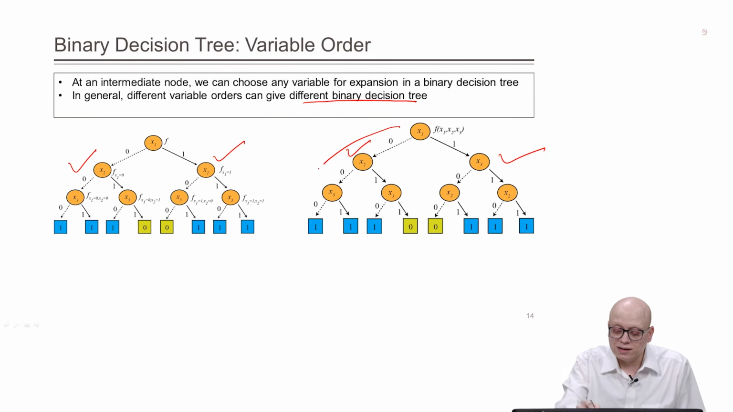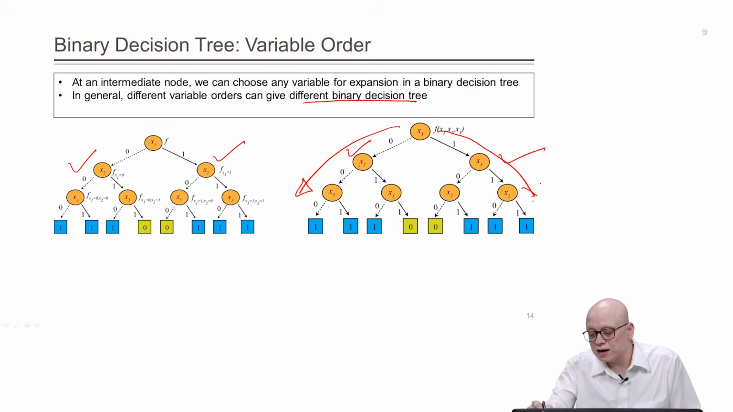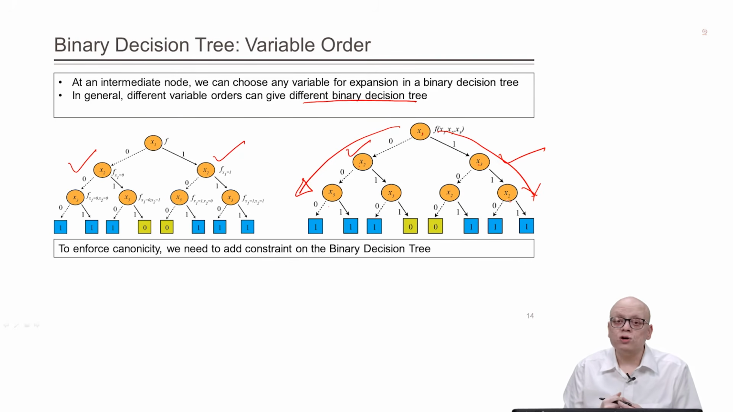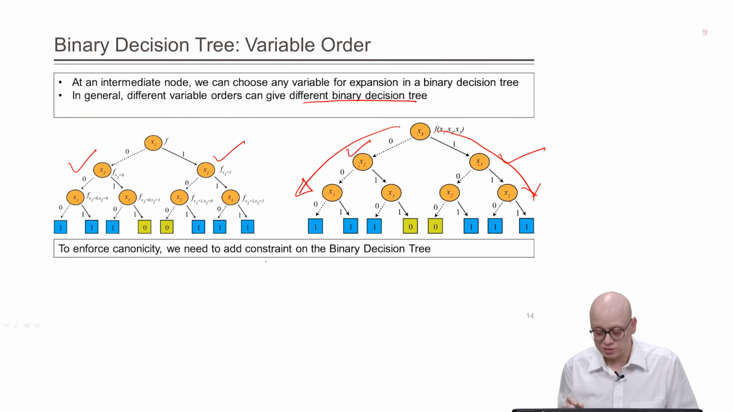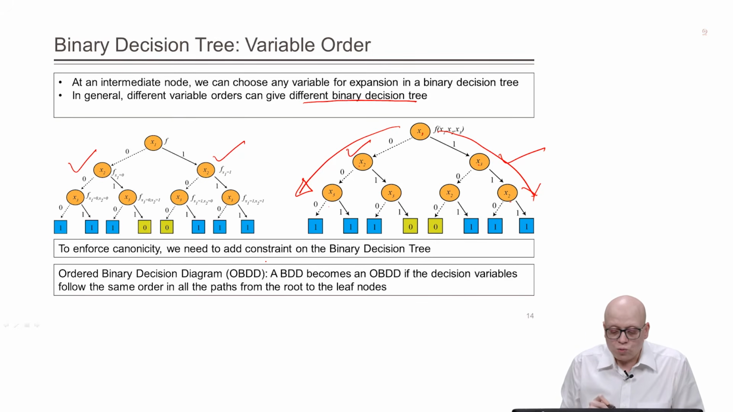So, in this path, the variables chosen are x1, x2, x3 in that order, and in this branch we have x1, x3, then x2 and so on. So, the variable order is not fixed. Now, to enforce canonicity, we need to add a constraint on the binary decision tree. And once we apply this constraint, what we get is an ordered binary decision diagram, or OBDD.